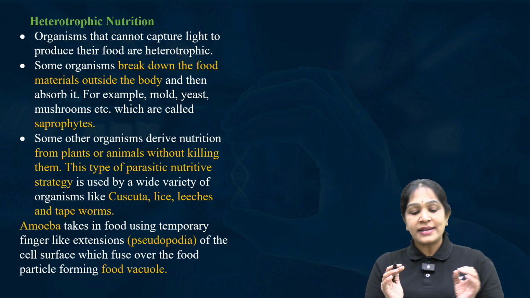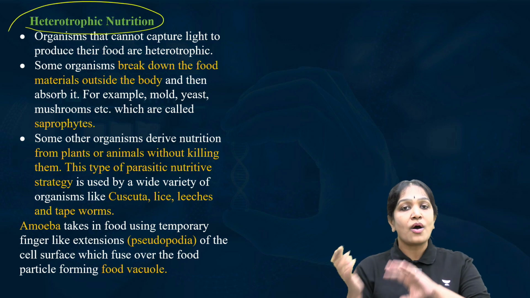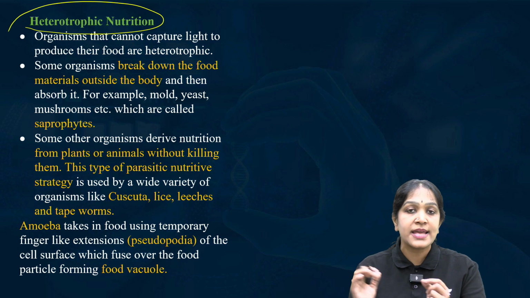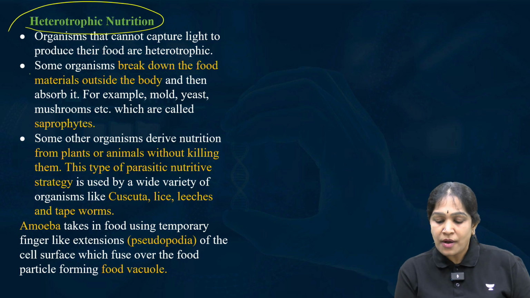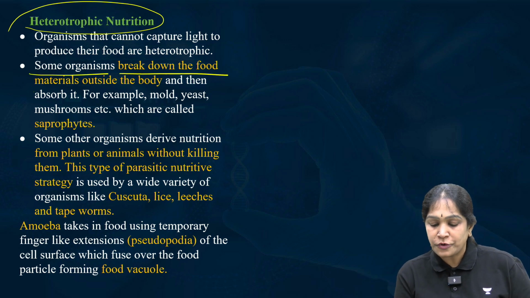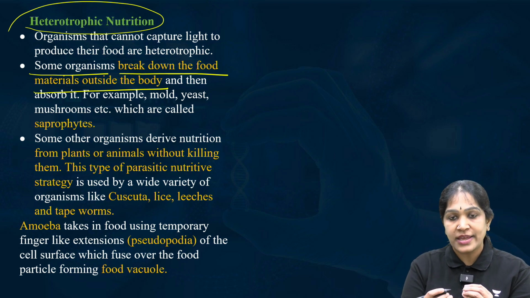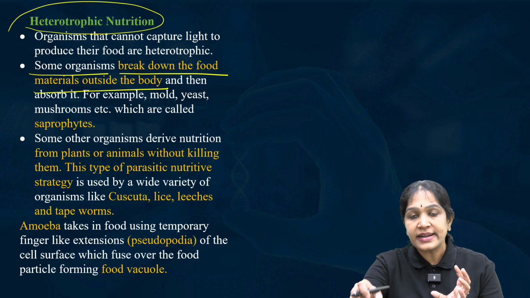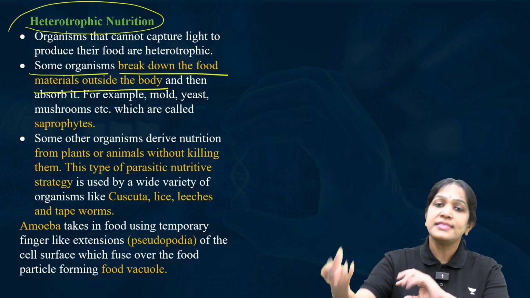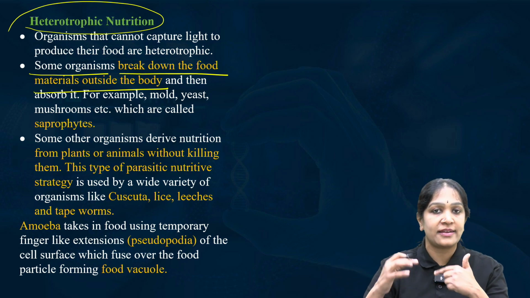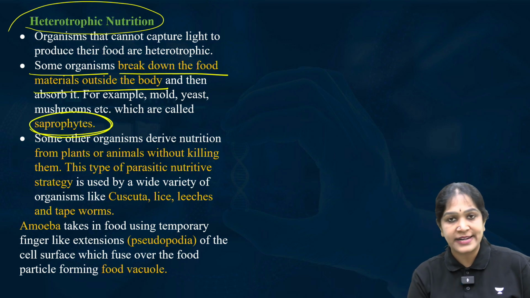Now coming to heterotrophic nutrition, it means how the other organisms that cannot synthesize their own food consume food. Some organisms will break down the food material outside the body. For example, some fungi secrete degradative enzymes so that the food is digested outside, and then they absorb the digested food material. This kind of organism is called a saprophyte.